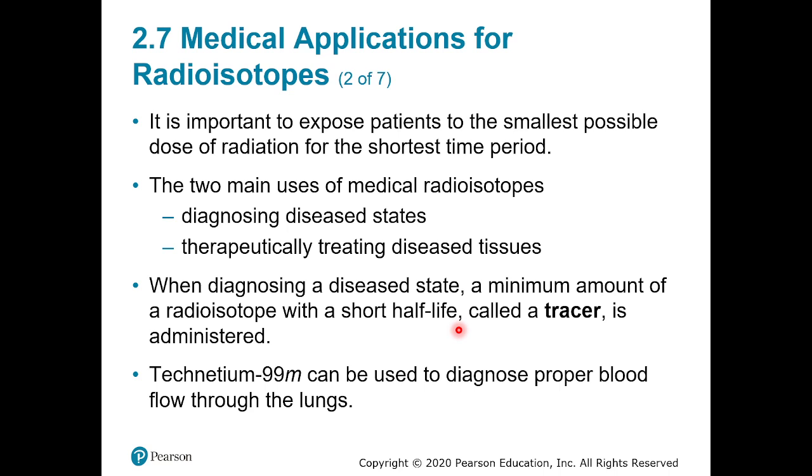On the other hand, for example, they oftentimes use radioisotope tracer glucose. So they give you glucose that has radioisotope on it. They follow that glucose through your system. Wherever the glucose gets concentrated is where you're using the most energy. Okay? It's a very convenient isotope to look at brain function. Technetium-99m can be used to diagnose the proper blood flow through the lungs, for example.